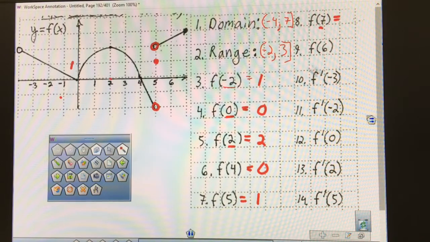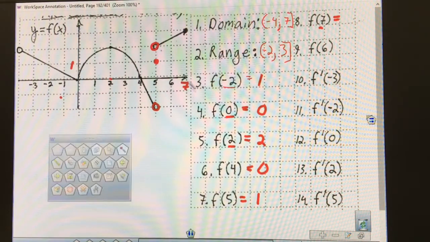When x equals 7, let's see what happens there. When x equals 7, way over here, y equals 3. When x equals 6, coming backwards, when x equals 6, that's going to be 2.5.